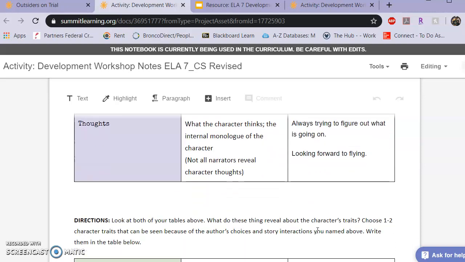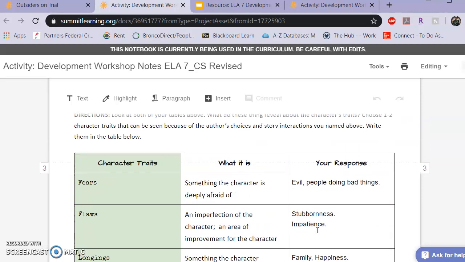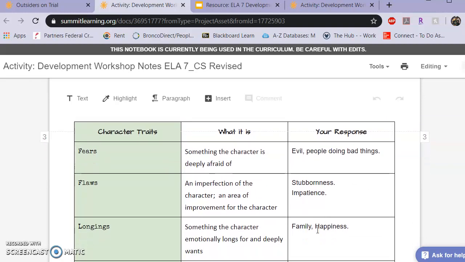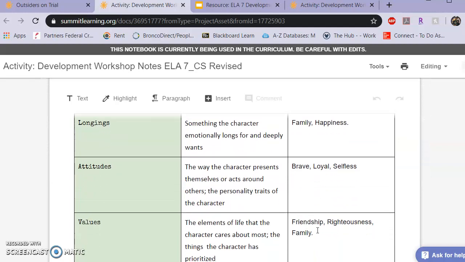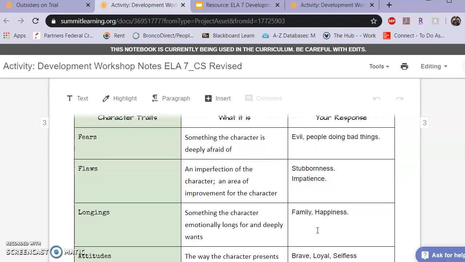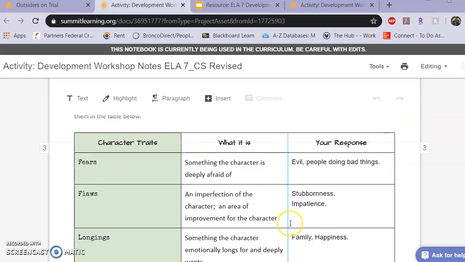All right. So next we have the flavor down here. Okay, so we have the fears, flaws, longings, attitudes, values, and aspirations. All right. Okay, and again, thinking of Harry, what are his fears? So something the character is deeply afraid of. Okay, he's afraid of evil. He's afraid of people doing bad things.